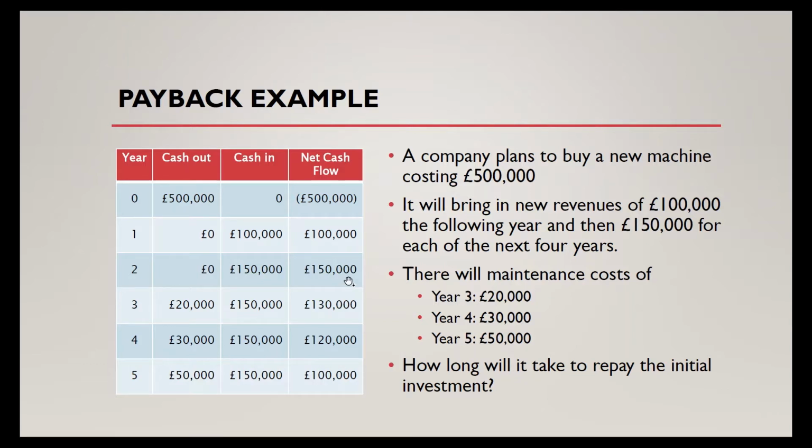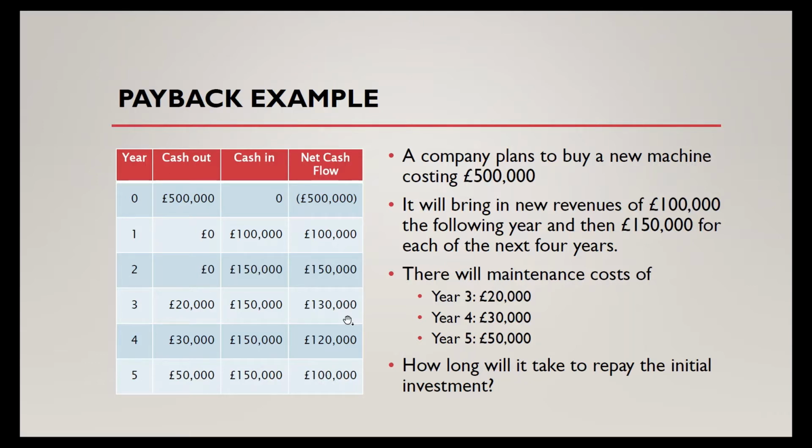In year 3, there will be a 20,000 maintenance cost. So here, for cash out, we have to pay out £20,000. And again, we have 150,000 for the cash in for year 3. So if we subtract 20,000 from 150,000, then we get a positive 130,000 pounds for year 3.